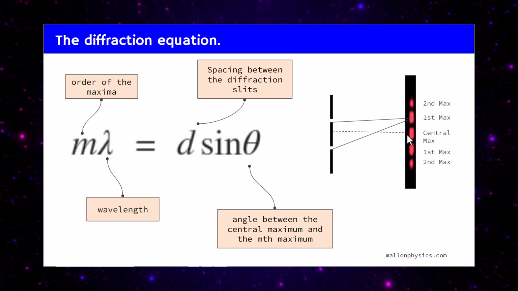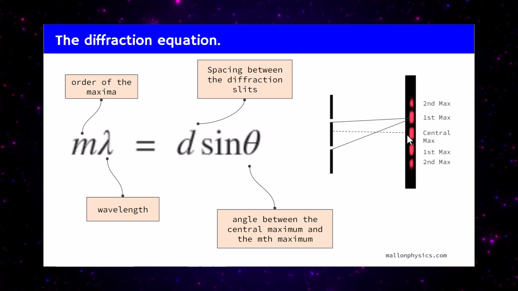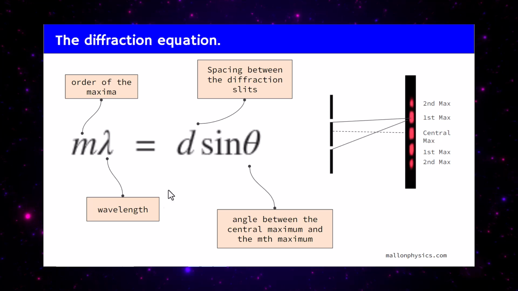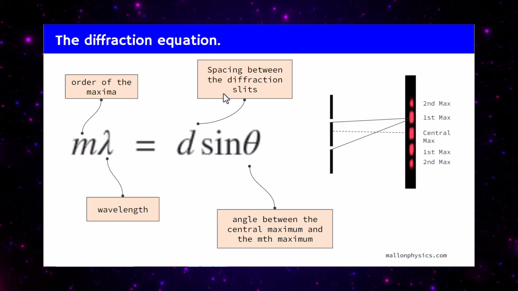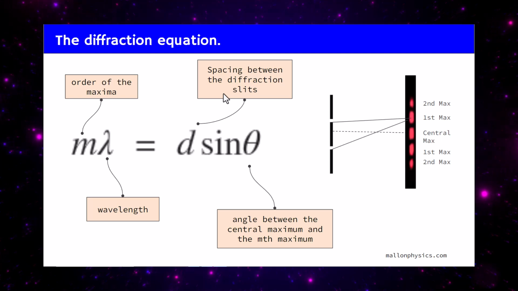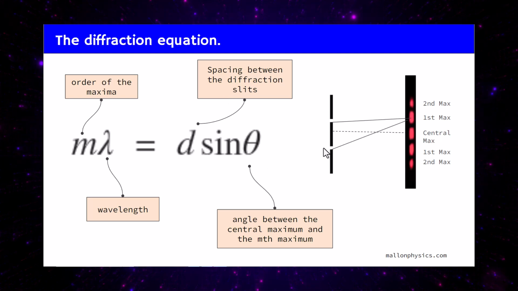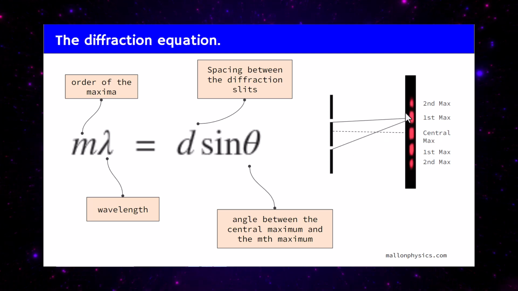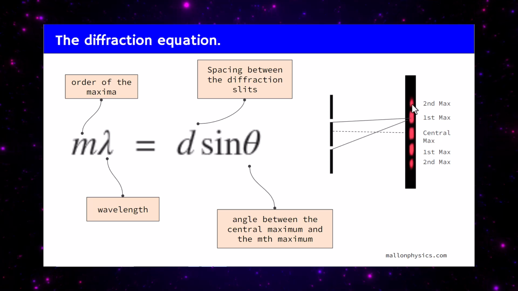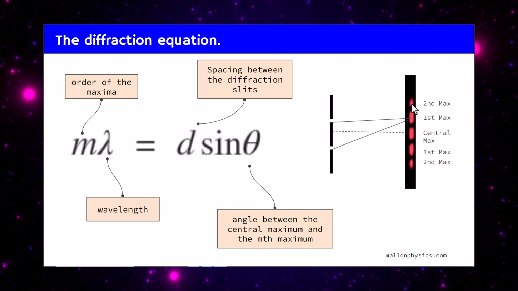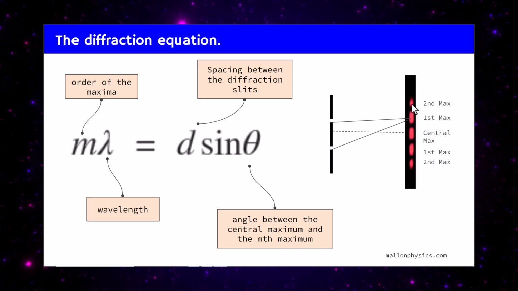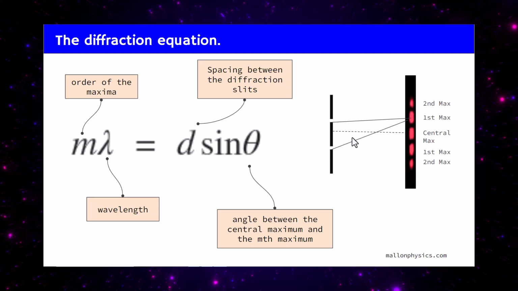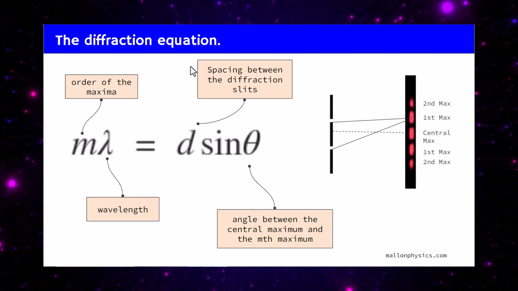M lambda equals d sine theta. M is what we call the order of the maximum. Lambda is the wavelength, obviously. D is the spacing between the diffraction slits, which we saw earlier. And theta is the angle at which the ray of light passes up towards the interference pattern. So if we were looking at the second maximum, our equation would be 2 lambda equals d sine theta, where theta would be the angle towards the second maximum. Remember, this diagram here is drawn very much larger than what it really is.